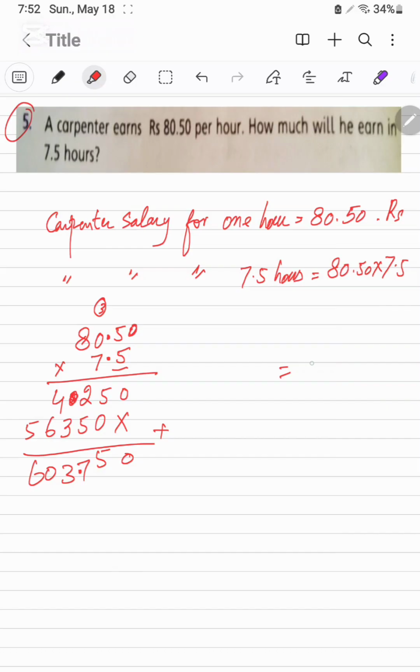So the salary for the 7.5 hours is 603.750 rupees.